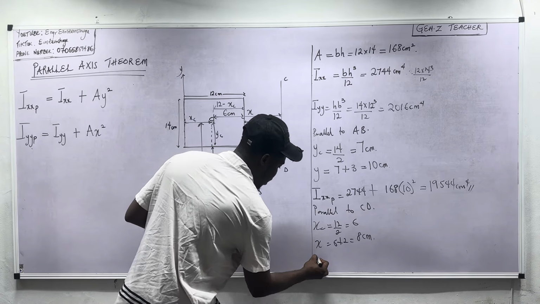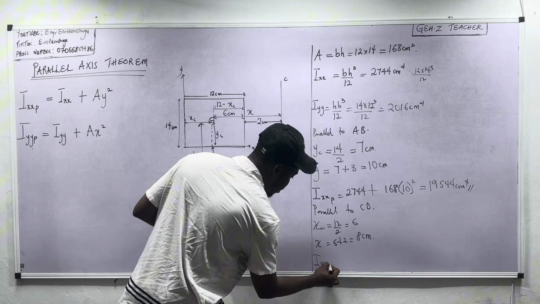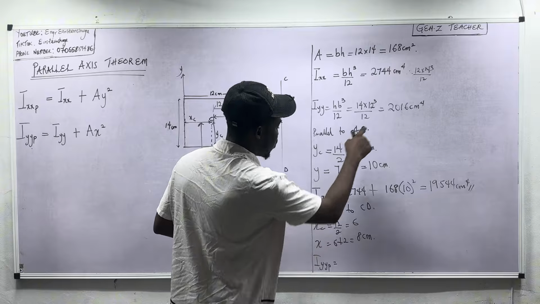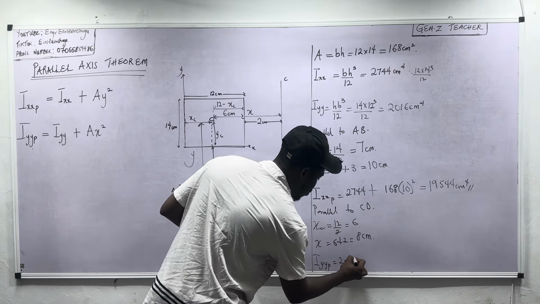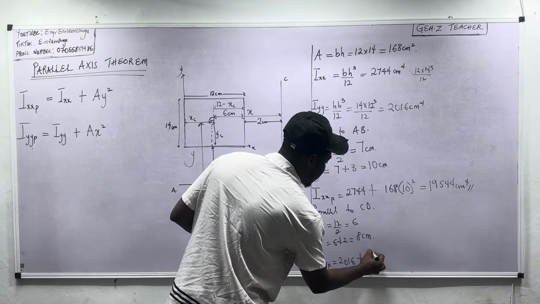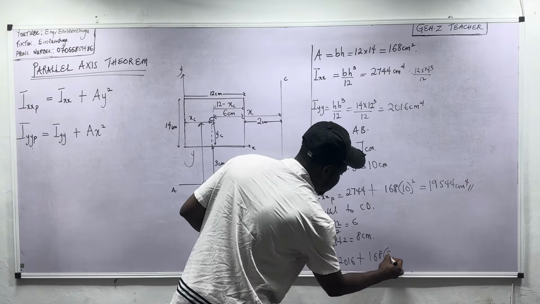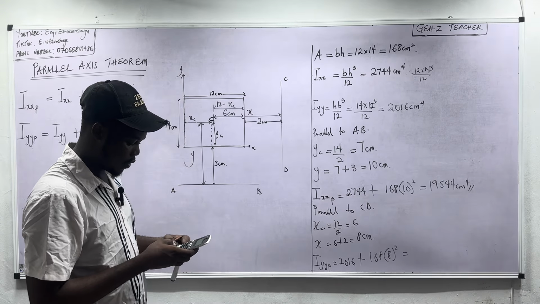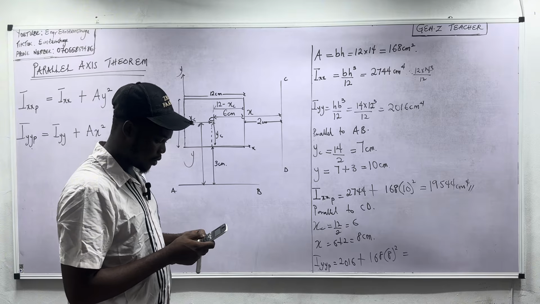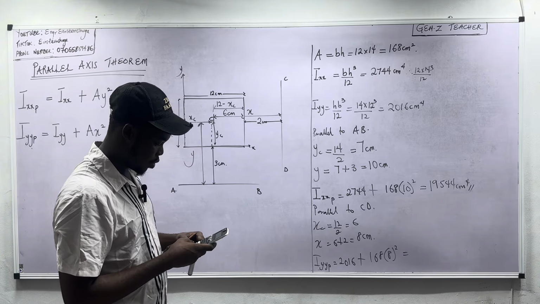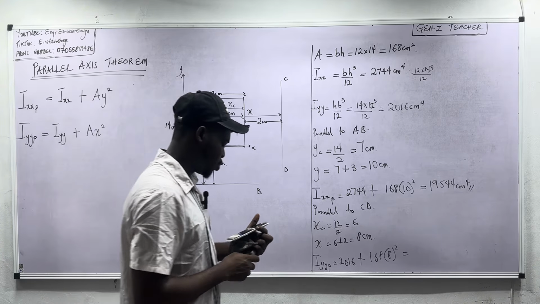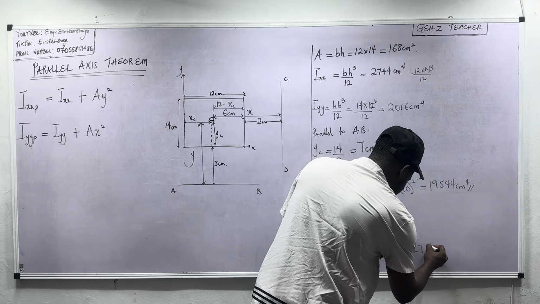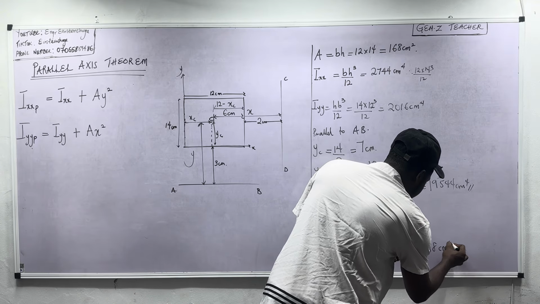Now we can find the Iyy parallel. Our Iyy was given as 2016, plus the area again, 168, times 8 squared. Let's see that answer quickly. 168 times 8 squared plus 2016 should give you 12,768 centimeters to the fourth.